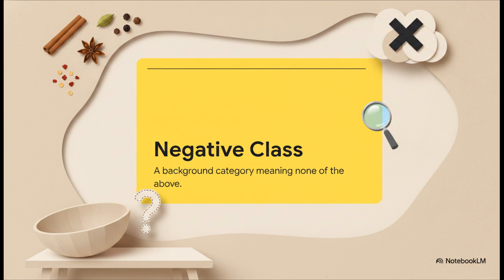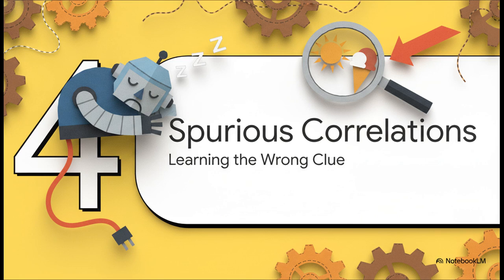Think about it. If you only teach the AI what 5 spices look like, it's forced to pick one of those 5 options at all times. So if you point your camera at an empty table, it might super confidently tell you it's looking at rice. No way. You must teach the machine what an empty space looks like so it knows exactly when to just say none of the above. Which brings us to Chapter 4, Beware Spurious Correlations, or what happens when AI learns the wrong clue.